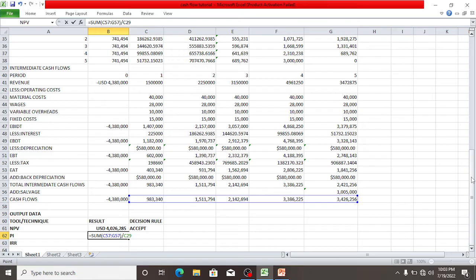Let me go to the decision rule. We are going to use an if statement. The logical test: if the result is greater than 1, here we accept the project. I'm going to put that decision in quotes: we accept the project.